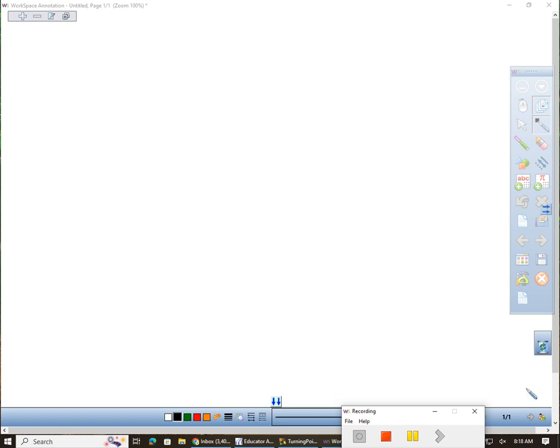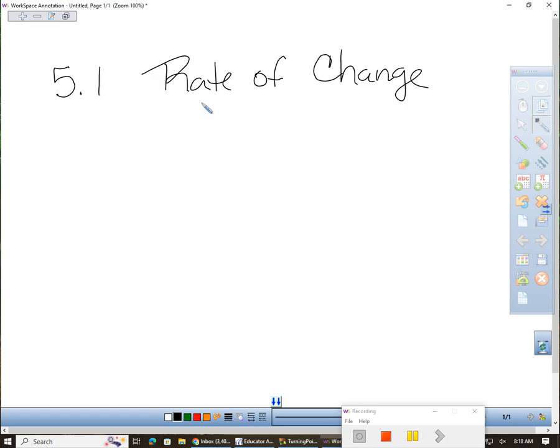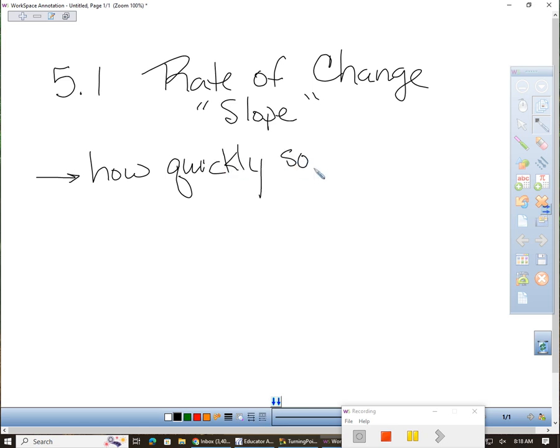Right, so today we are starting Chapter 5. And 5.1 today is rate of change, which is also called slope. Rate of change is how quickly something changes over time.